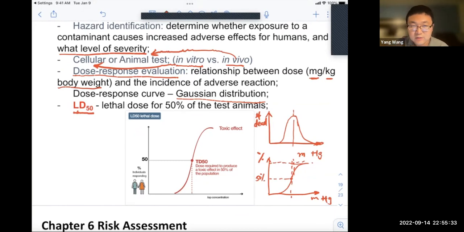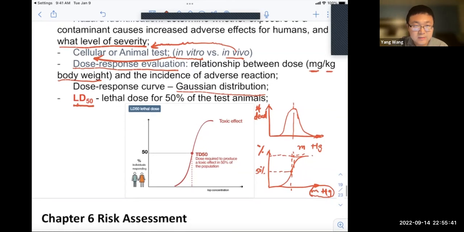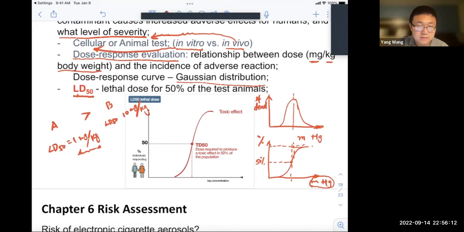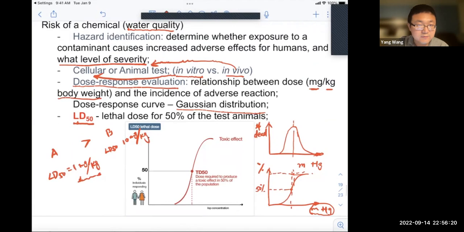People use the LD50 to determine what dose becomes quite lethal. Now if I ask you the question: chemical A has a small LD50 of 1 milligram per kilogram, and B has an LD50 of 10 milligrams per kilogram, which one is more lethal? It's going to be A, because if you just put in 1 milligram per kilogram, it's already killing 50% of the population. So this is about risk assessment, the process where we find out whether a chemical is toxic or lethal or not.